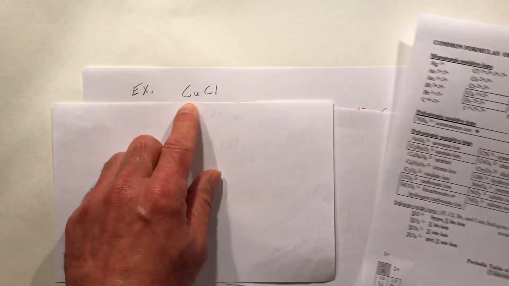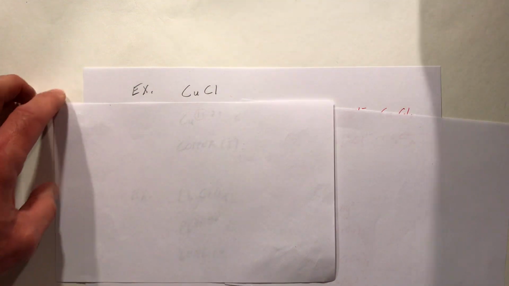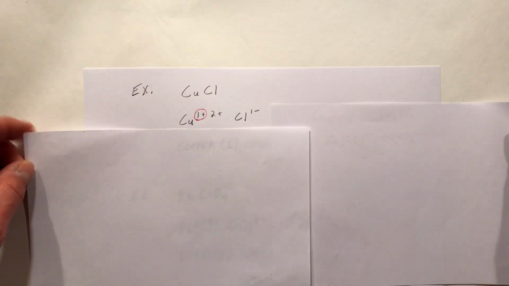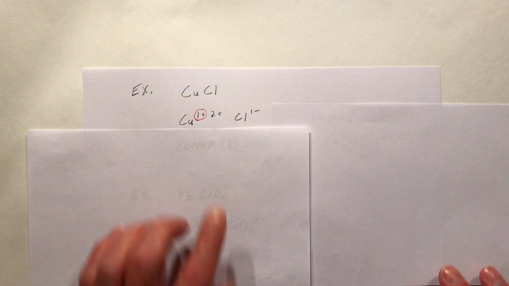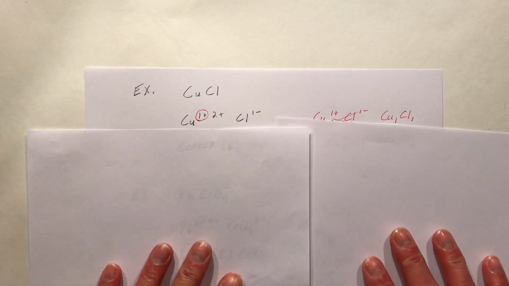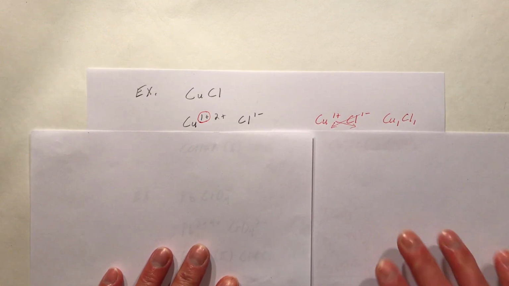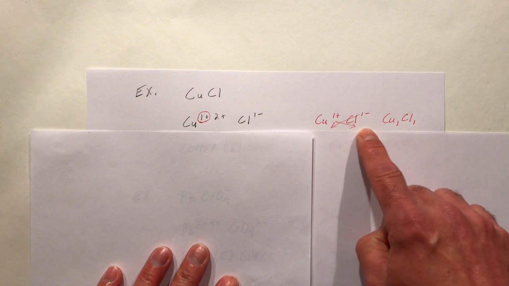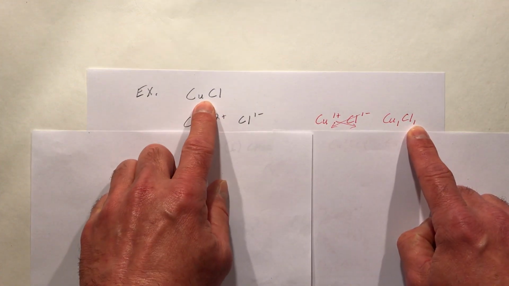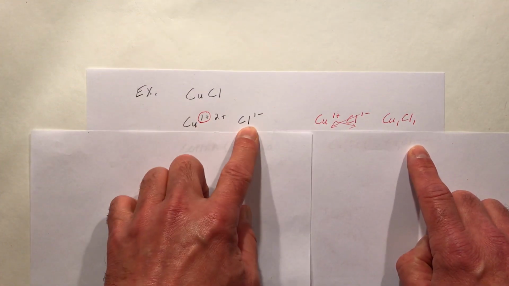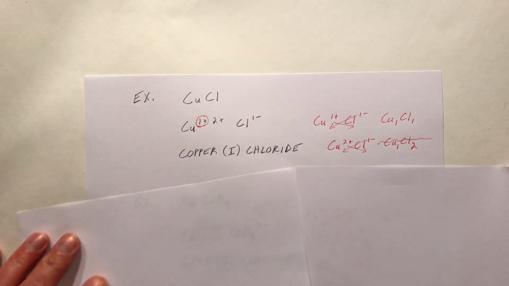This is going to be some type of a copper chloride. Cu is copper. So is it the 1+ or the 2+? Well, we can see it's the 1+. We just do a little bit of crisscrossing there. 1 and 1 would give us Cu1Cl1. Well, that's our formula. So this is copper 1 chloride, Roman numeral 1.